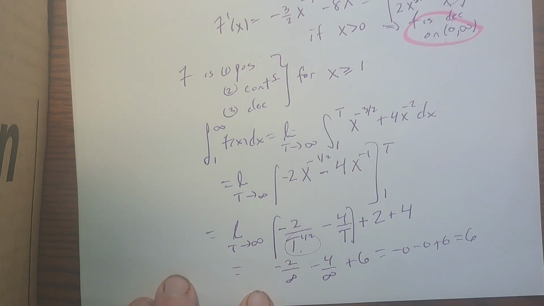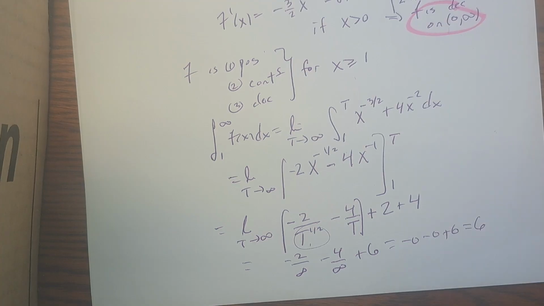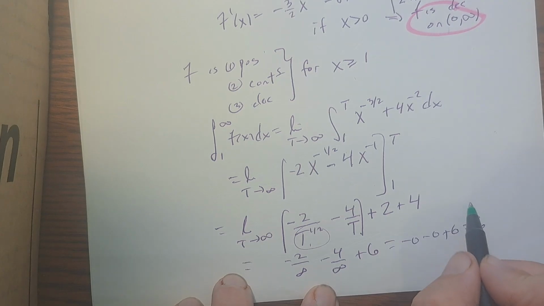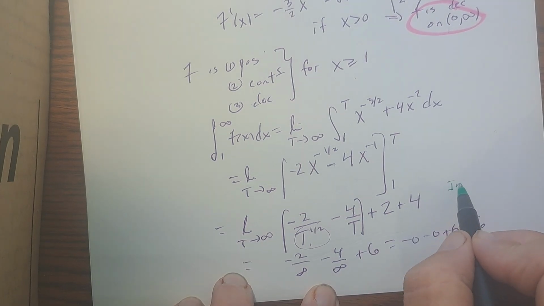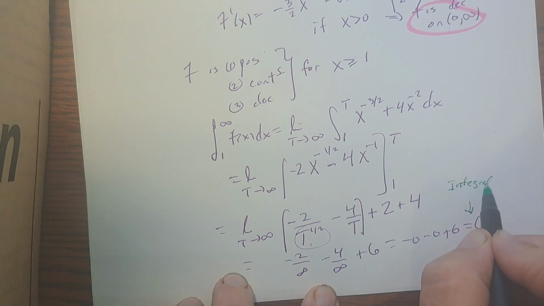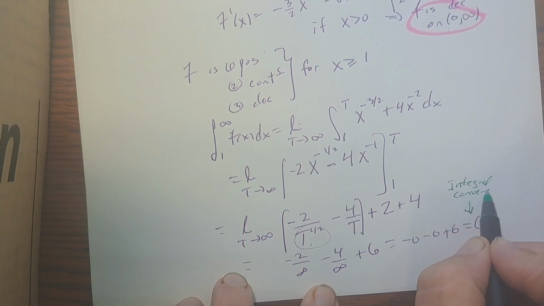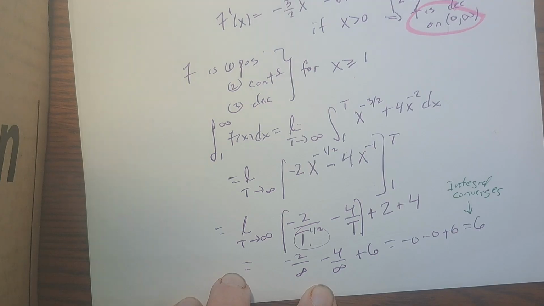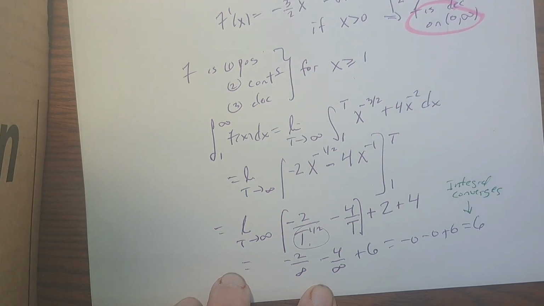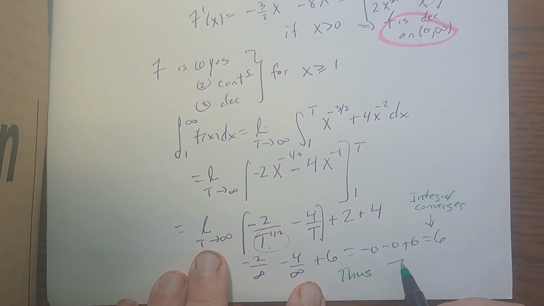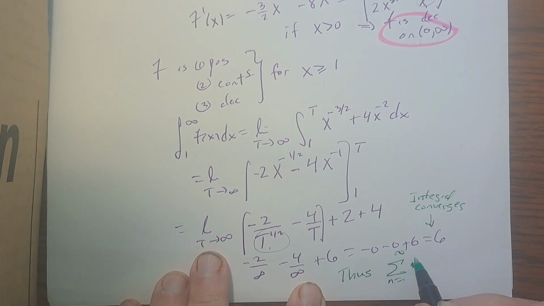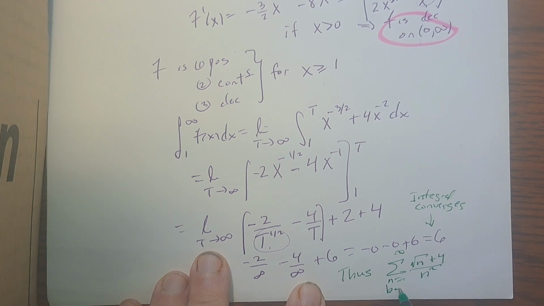We don't really care that it's 6. What we care about is that it's finite. So that means the integral converges. And according to the integral test, because the integral converges, the series converges. By the integral test.